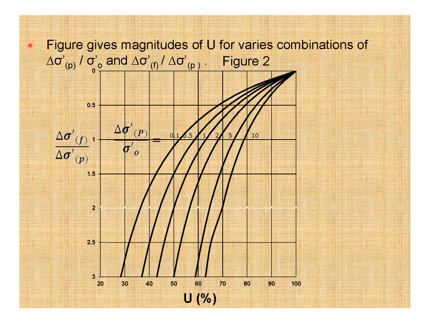The figure that you can see on this slide gives the magnitude of the degree of consolidation for various combinations of delta sigma dash p over delta sigma dash naught and delta sigma dash f over delta sigma dash p. You can see the vertical axis is meant for delta sigma dash f over delta sigma dash p. The horizontal axis is meant for the degree of consolidation, and you can see a number of curves, and these curves are for different values of delta sigma dash p over delta sigma dash naught.